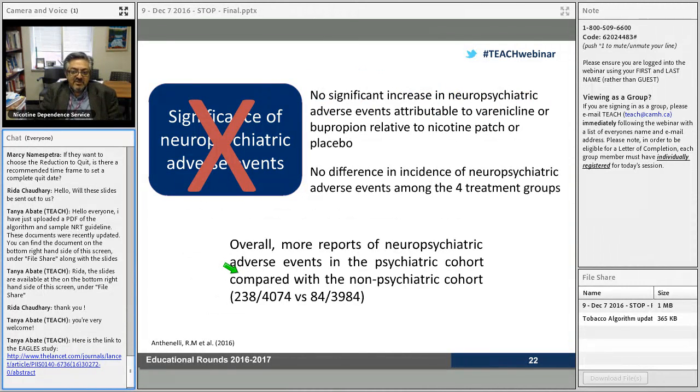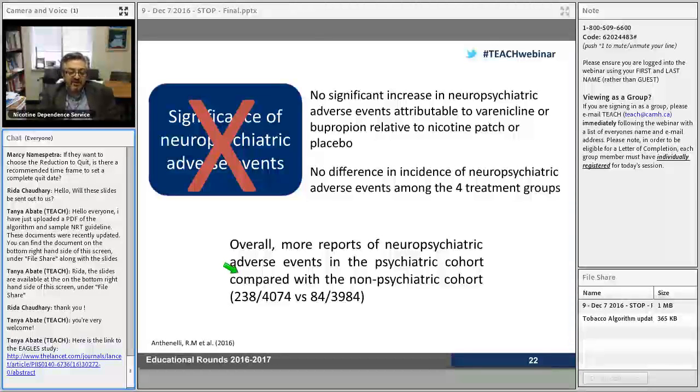So at the end of the study, basically there was no significant increase in these neuropsychiatric effects that could be attributable to Varenicline or Bupropion relative to the patch or placebo. And there was no difference in the incidence of neuropsychiatric adverse events among the 4 treatment groups. So what is this? This study, which is highly powered, that means it should have been able to detect this difference, failed to detect a difference between the groups, which meant that statistically, any neuropsychiatric side effects that we might be seeing could be primarily due to nicotine withdrawal per se, not the drug itself.